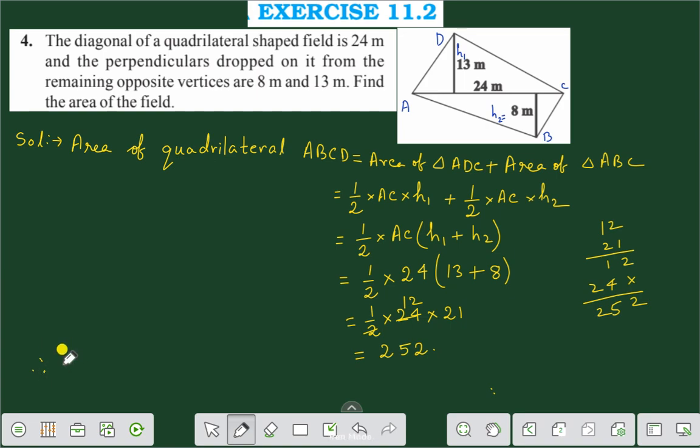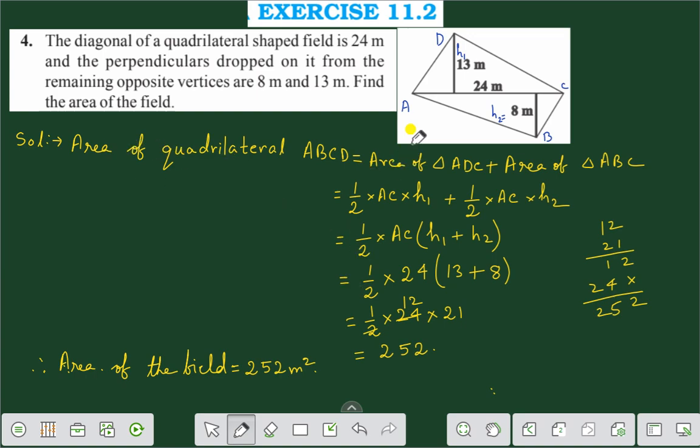Therefore, area of the field is equal to 252 meter square. Right? Therefore, we got the area of the field as 252 meter square.